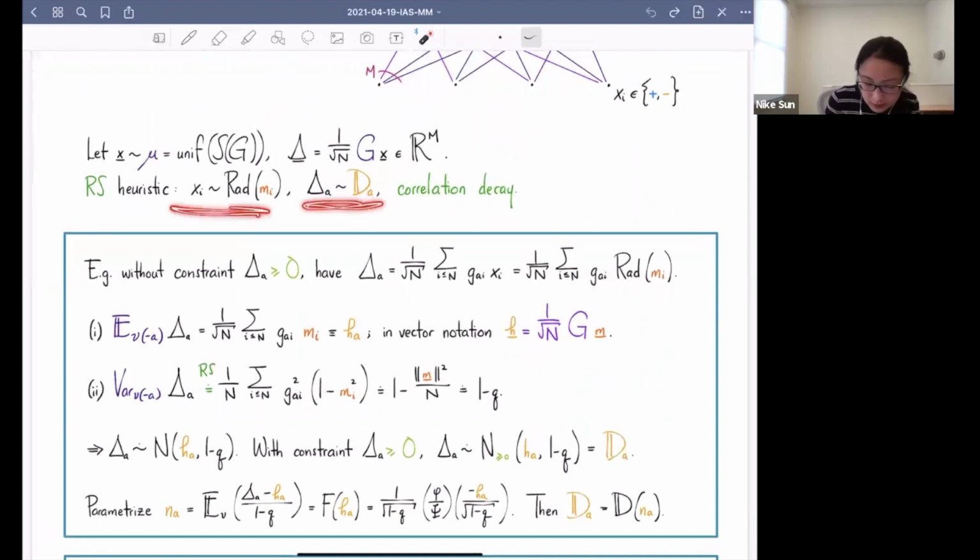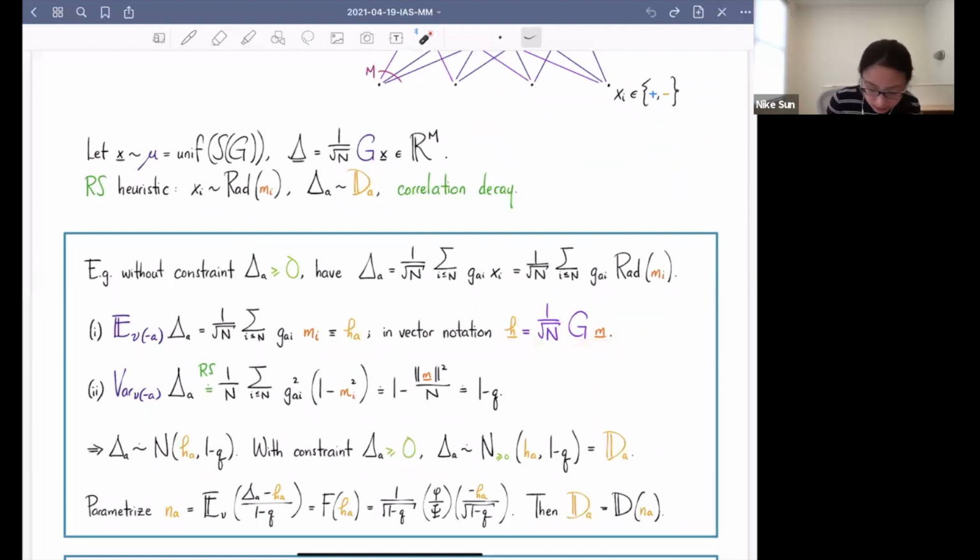These things are related to these things, obviously. For example, if you don't have the constraint that delta_a is positive, then delta_a is defined as 1 over square root n times the sum over i of G_ai x_i. We're conditioning on the instance, so it's this sum, and the x_i are random plus minus random variables with mean m_i. So the mean of this thing we'll call h sub a. In vector notation, h is given by G times m scaled by square root n.